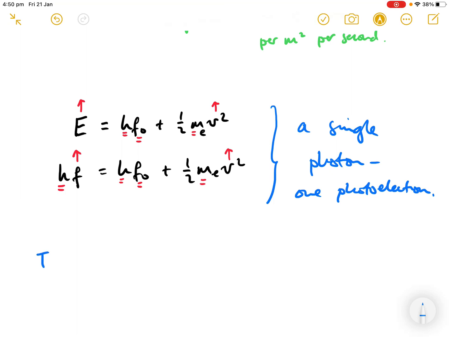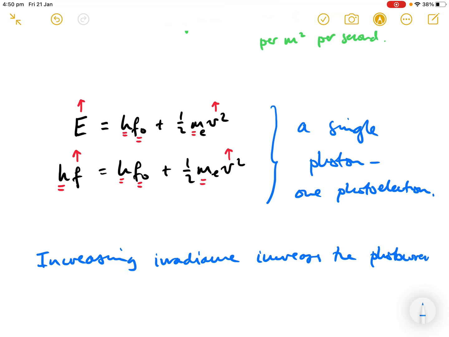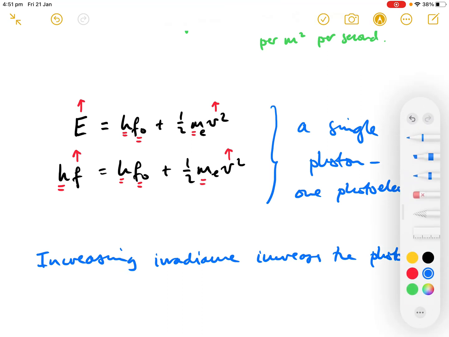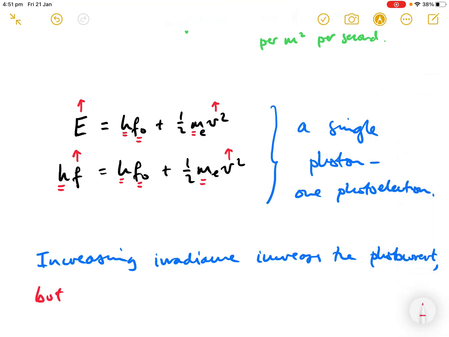So increasing the irradiance increases the photocurrent but not the velocity of the electrons.